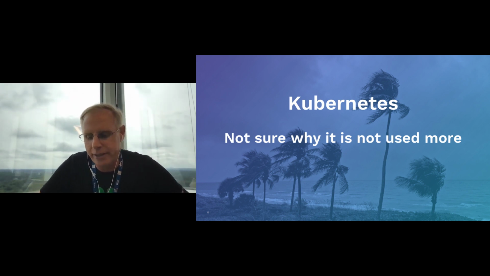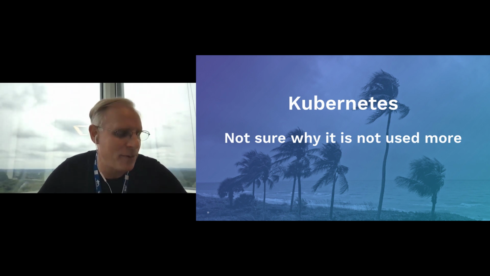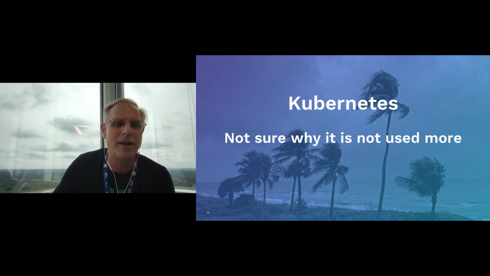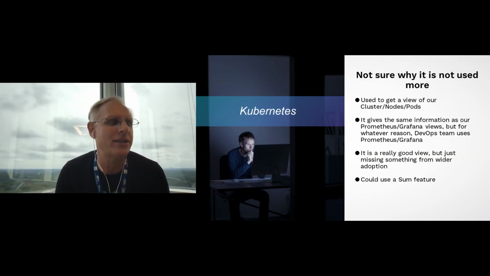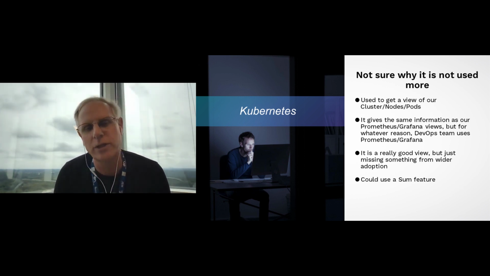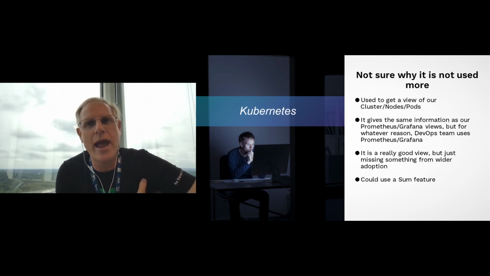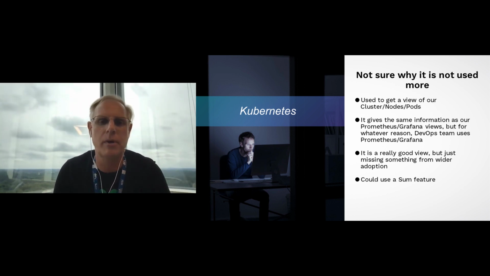All right, for Kubernetes, the Kubernetes features, I put in there, I'm not sure why it's not used more. It's actually a really decent view. It gives you a number of clusters, nodes, and pods that you have. You can drill into it. It really gives a lot of the information we had before we had Instana with our Prometheus and our Grafana views. But for whatever reason, I don't know why our DevOps team just doesn't gravitate to this. They tend to use Prometheus and Grafana more. But I enjoy it. I think it's a real good view.